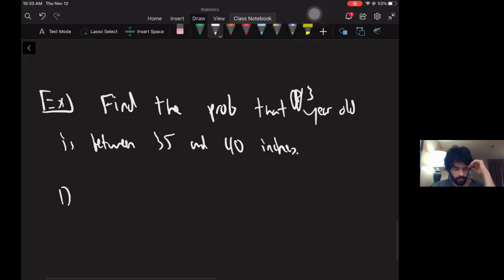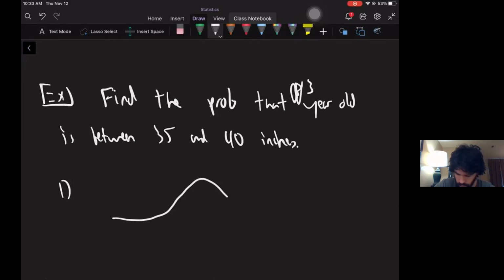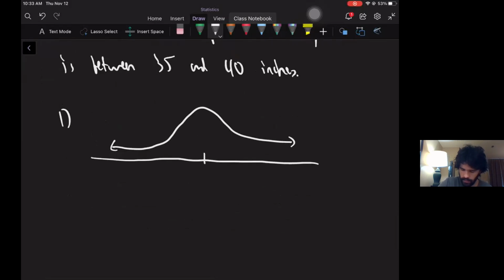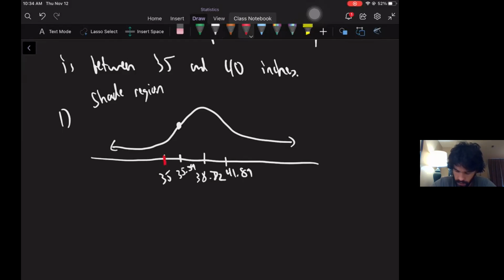So it's the same exact one as before. So I have this curve still. I don't want to relabel it again. You can look at yours, you already have it. This is 38.72 at least. And now I want to find, so we're going to combine the steps. I'm going to shade the region immediately. So 35, we already know is roughly right there, because this is the first standard deviation. Is it 35.59? And I guess I do need to go above. Let's do 41.89. So I want to go between 35 and 40 this time.